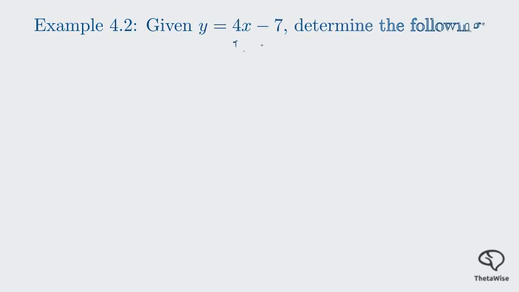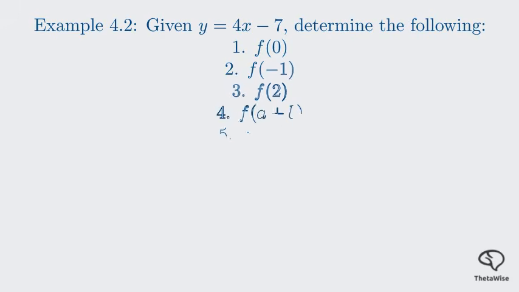Now let's see this in action with an example. We are given the function y equals 4x minus 7. The question asks us to find the values of f(0), f(1), f(2), f(a plus b), and f of the quantity 3 plus a all over 4. First, we translate the equation into function notation. Since y depends on x, we can write f(x) equals 4x minus 7.